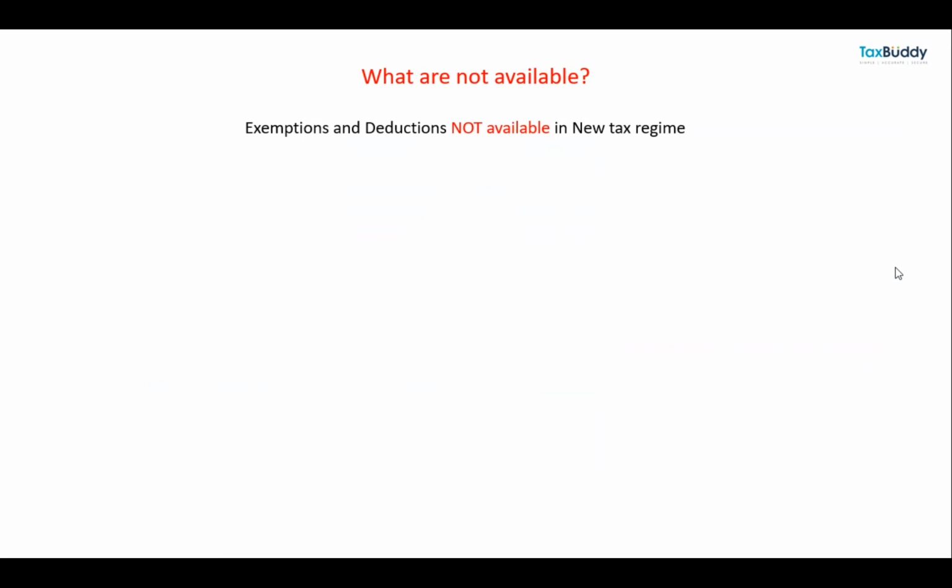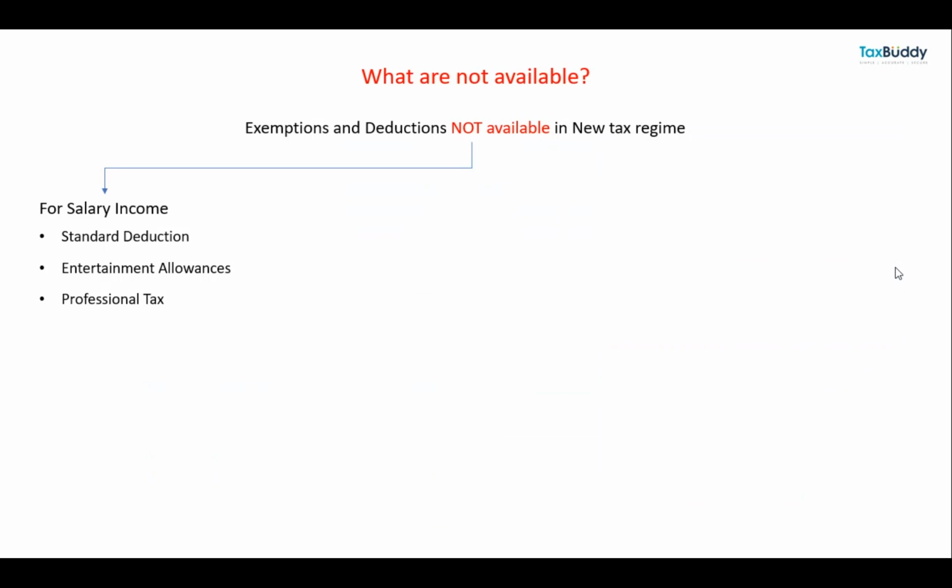What are not available? Exemptions and deductions not available in the new tax regime. I have bifurcated this into 4 categories. First, for the salaried person, for the person having salary income: standard deductions, entertainment allowances, which is applicable to government employees, professional tax, house rent allowances, leave travel allowances, and many more. Examples of many more would be children education allowance, hostel allowance, transport allowance, conveyance, etc.